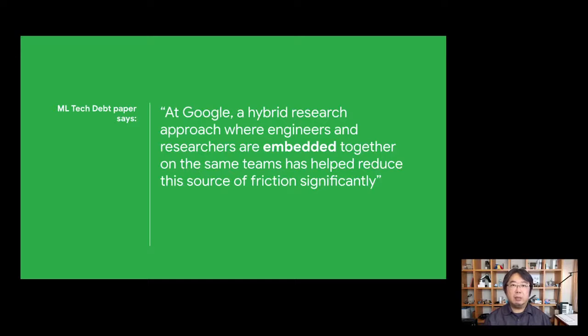ML technical debt paper says at Google, a hybrid research approach where engineers and researchers are embedded together on the same teams has helped to reduce this source of friction significantly.